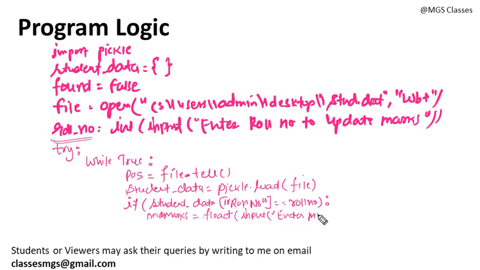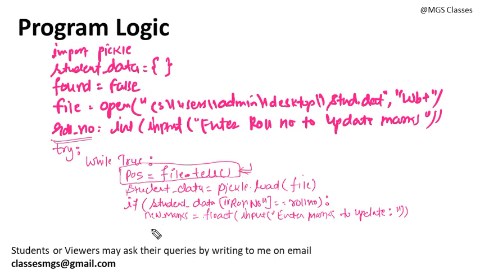Enter marks to update. If the user is not found, then you need not ask for the marks, because if the user is not found, then we will simply show the error. This is new marks actually. Let me rewrite this and show you again. So it is new underscore marks. Now this position we have held in the variable POS. We can use the seek method to go to that particular position for the purpose of updating.